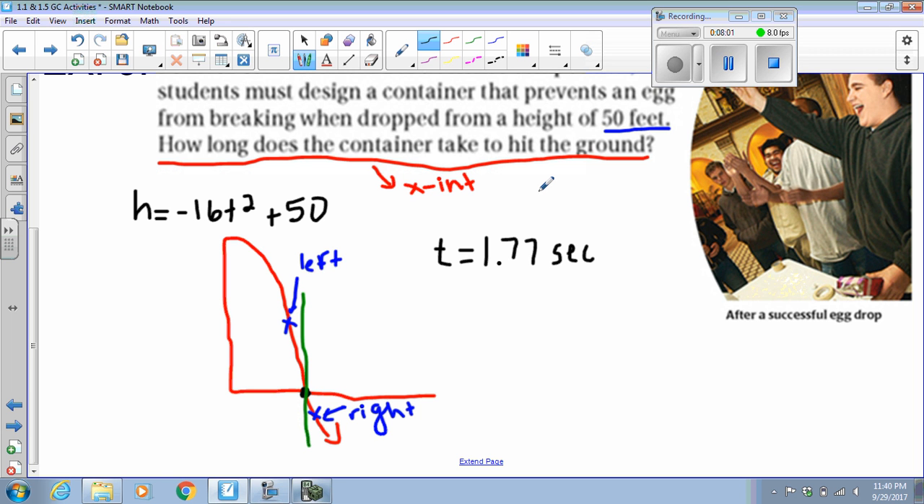So you can also use a graphing calculator to find your x-intercepts. And you can do this for any type of problem, especially for the word problem. Make sure if you have any questions, you can always email me or come in before or after school.